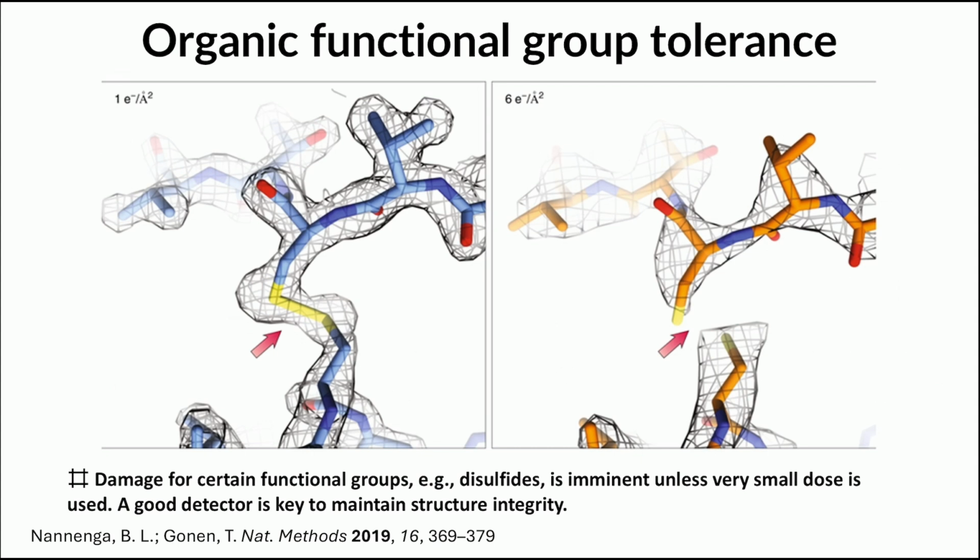So we have this big limitation in electron diffraction, and we need very, very good detectors to be able to detect at low doses.